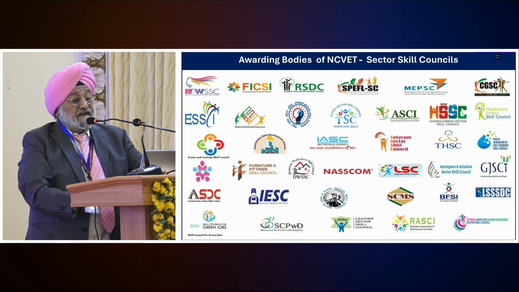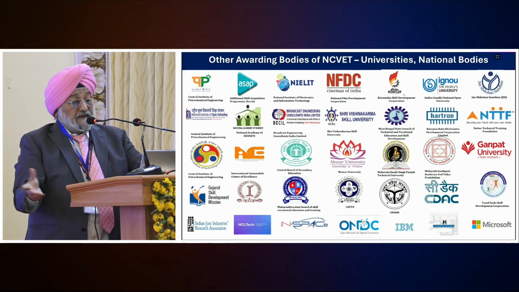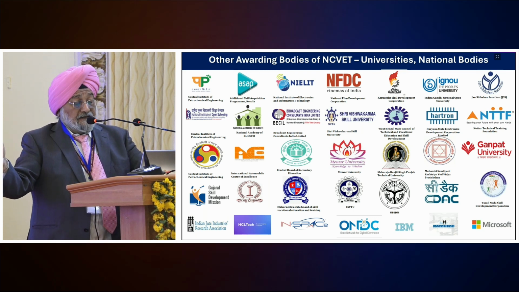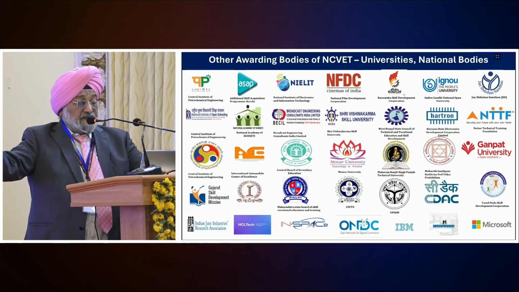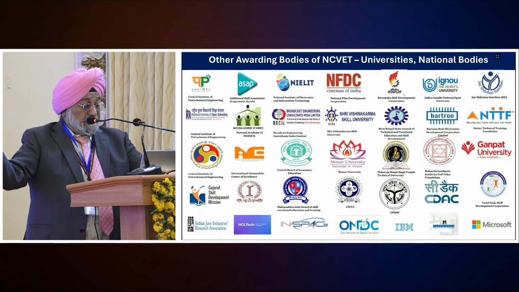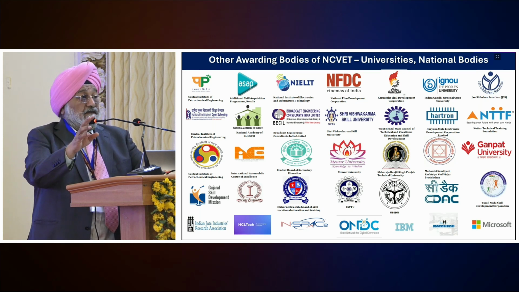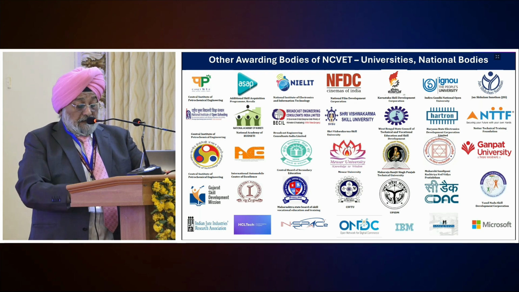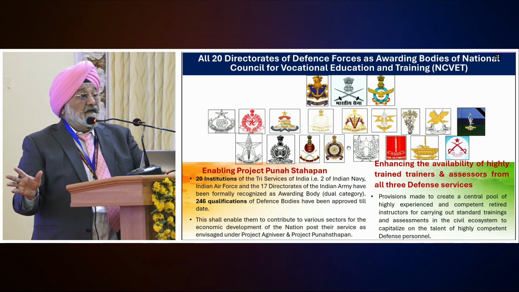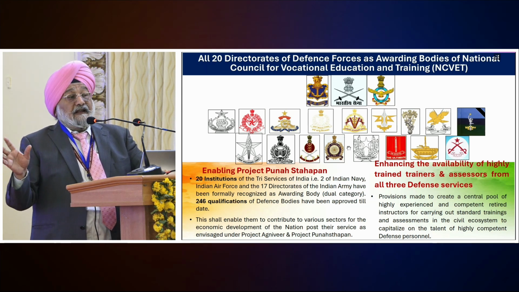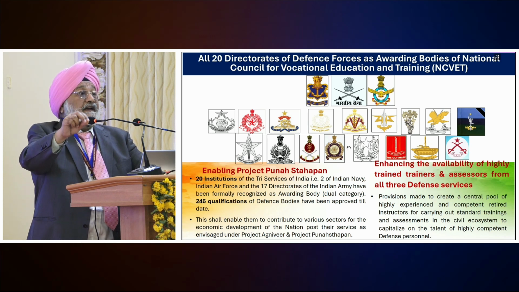And these are all the existing awarding bodies, the sector skill councils. Then there are universities, there are national bodies, which are part and parcel of the entire skilling ecosystem. And you can see all the top institutions like CDAC, IBM, UNADC, or InSpace, even ISRO courses, they get recognition. And similarly, all courses which are run by the army for their Jawans and for their NGOs, they get the approval of NCVET and they get the corresponding credits.